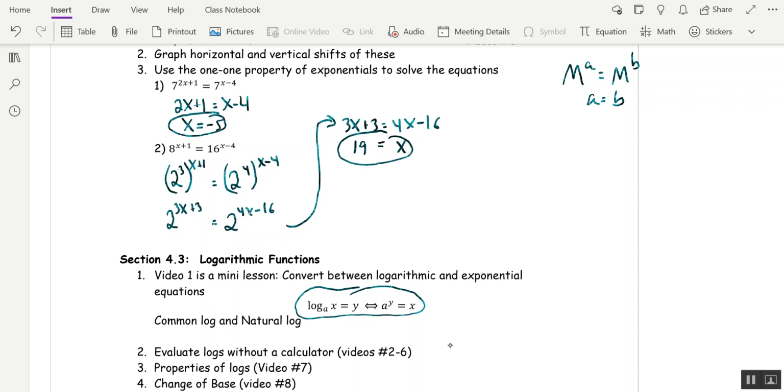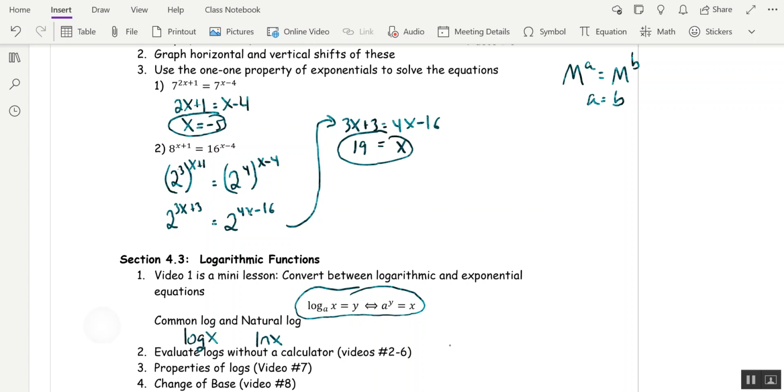And then you should know the difference between a common log and a natural log. Common log is log base 10. And when it's log base 10, we just write log x. We don't put the base 10 down there. And then natural log is log base e. And we just write ln x.